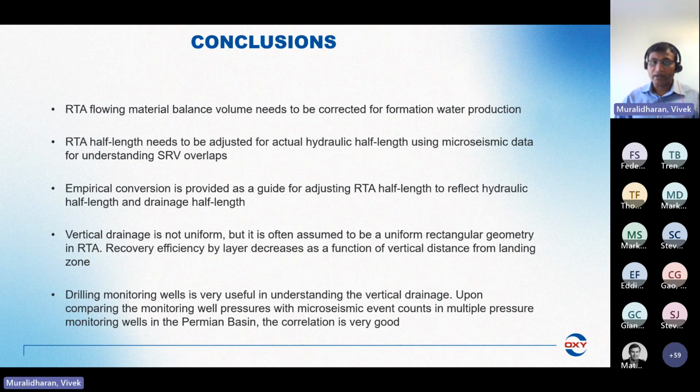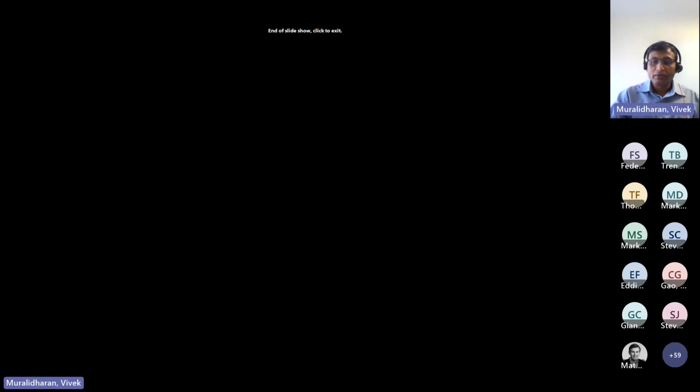And again, we found that drilling monitoring wells was very, very helpful in understanding all of these different fracture dynamics that are happening, and how after many years your pressure change is happening in different layers and matrix. And so we have several simulation models to properly account for all of these physics. Okay, that's pretty much all I have.